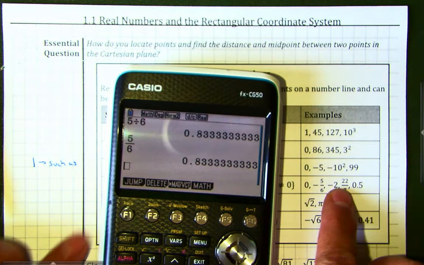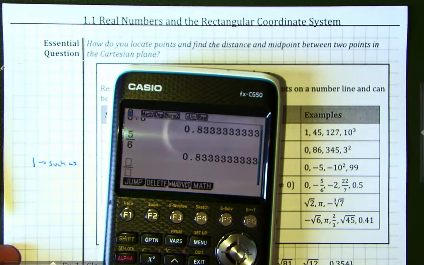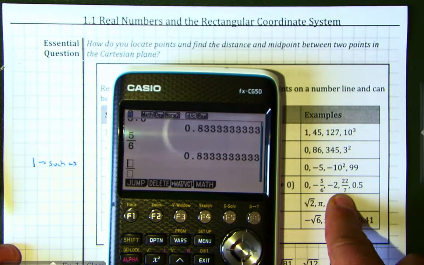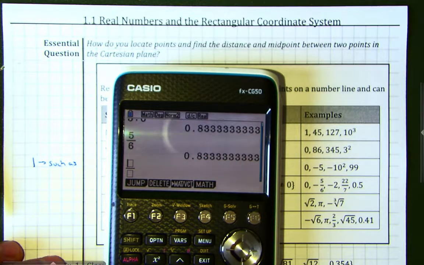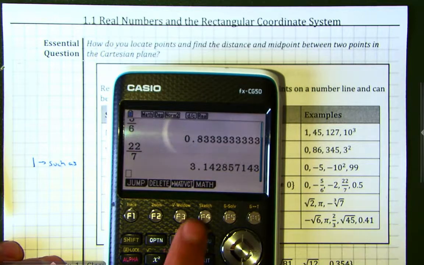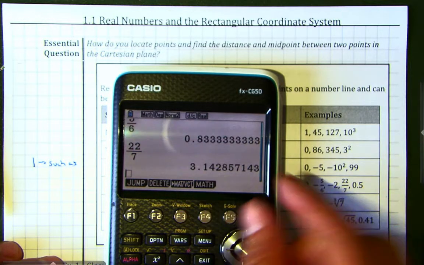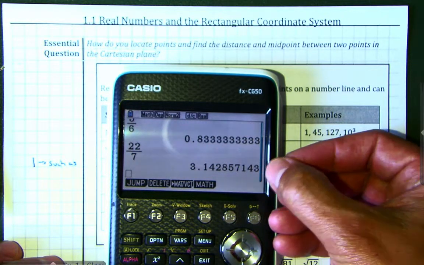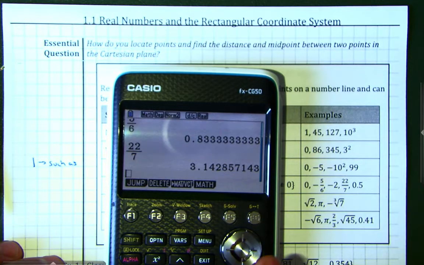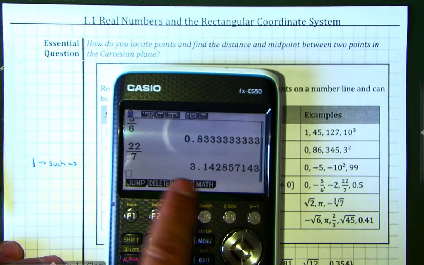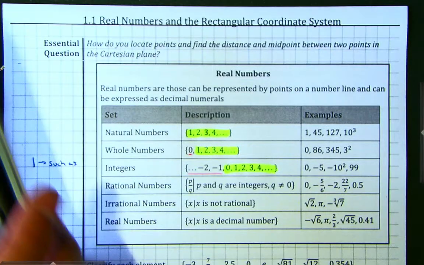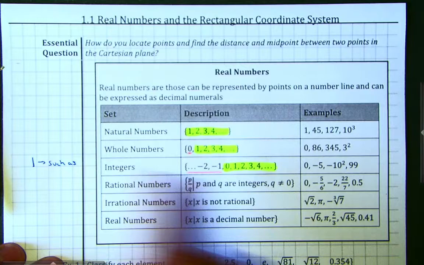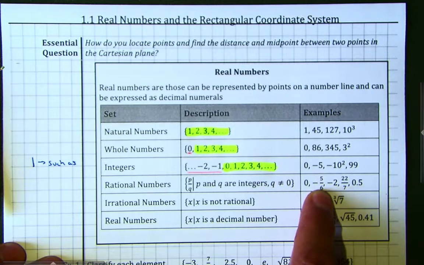Once we get to 22 over 7, 22 over 7 used to be a number used to approximate the value of pi. Change it to a decimal, 3.14. Notice that after the 7, it's going to repeat: 1, 4, 2, 8, 5, 7, 1, and so on. So 22 over 7 is also a rational number. Anything that can be expressed as a fraction, but when you type it into the calculator, gives you a repeating decimal.